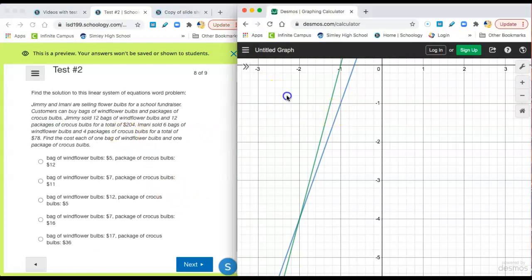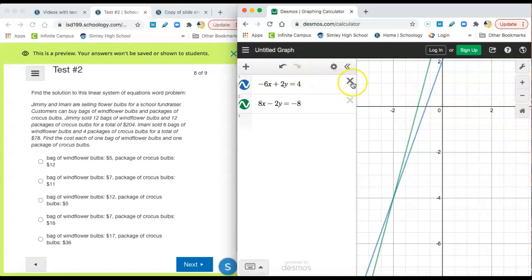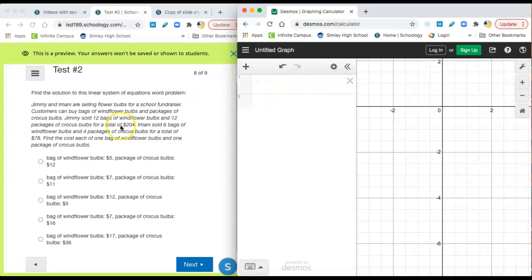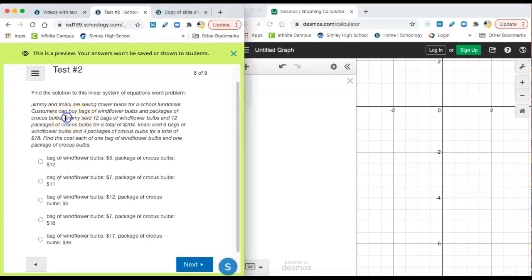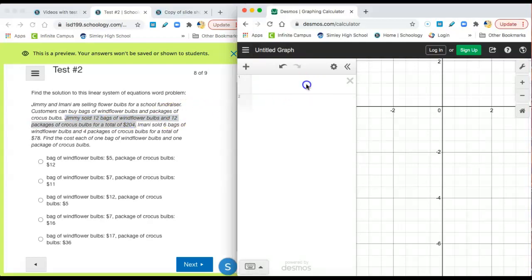Okay, guys, these are the word problems. All right, I'm going to get rid of our last problem, and we're going to use Desmos. This first one is about selling flower bulbs. There's 2 kinds of bulbs. This first one is Jimmy. I'm going to highlight that, what it says there. It says that Jimmy sold 12 bags of wildflower bulbs. So we're going to say 12X. We'll call wildflower X. And he sold 12 packages of crocus bulbs. So we'll call that plus 12Y. And that equals, how much did he get? $204. It says there. There's our first line, okay?